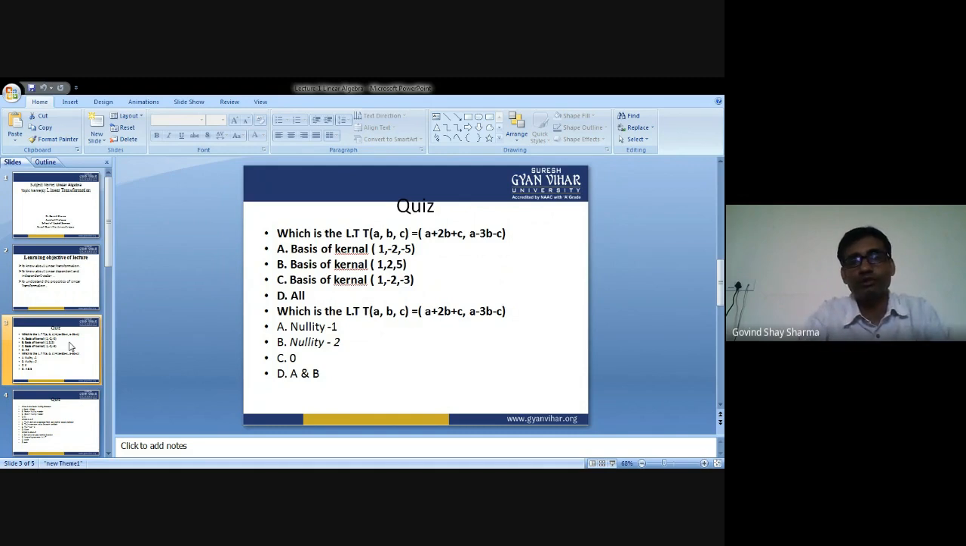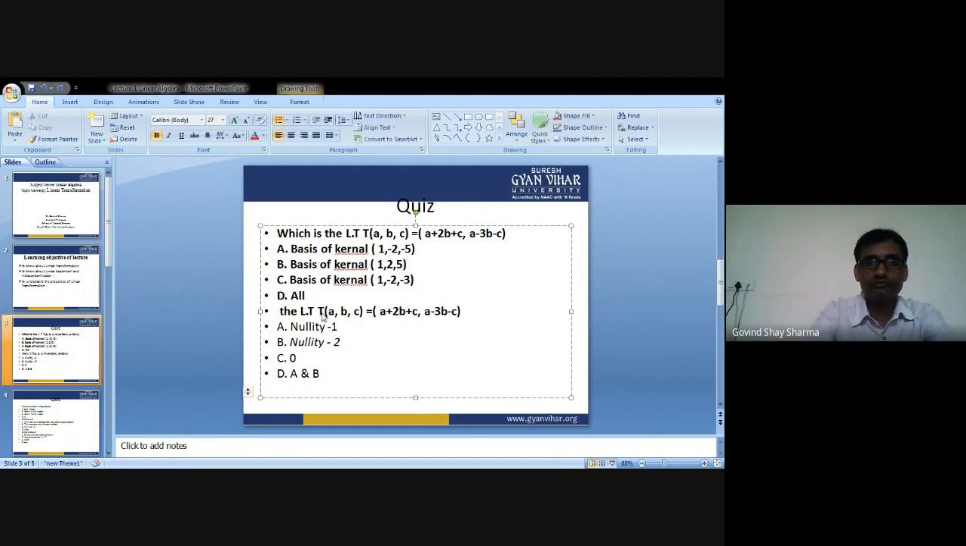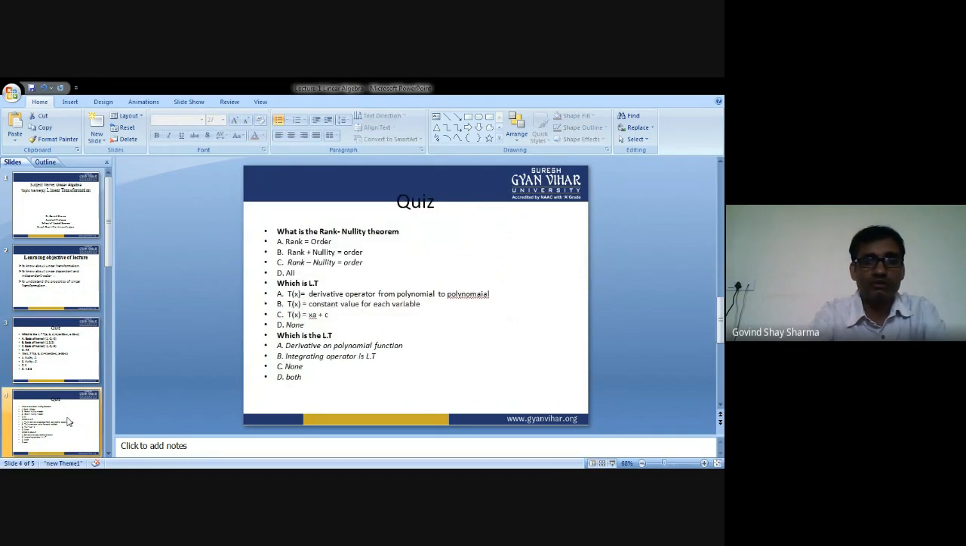Simply we put the image equal to 0, Tx is equal to 0. So A plus B plus C is equal to 0, A minus B minus C is equal to 0. Which is the LT? Nullity is 1, nullity is 2, 0, and A minus B. So nullity is equal to 1 because they make two equations with three variables. We can correlate with the rank, which is equal to 2. So nullity is equal to 1.